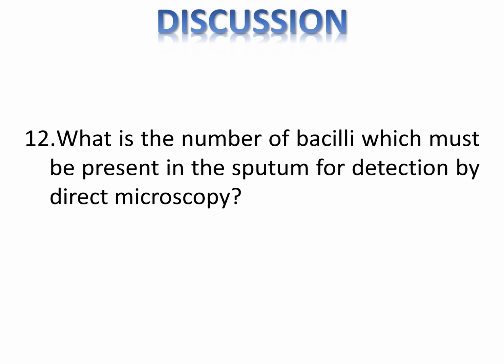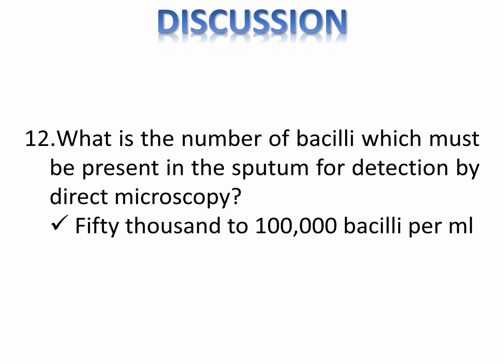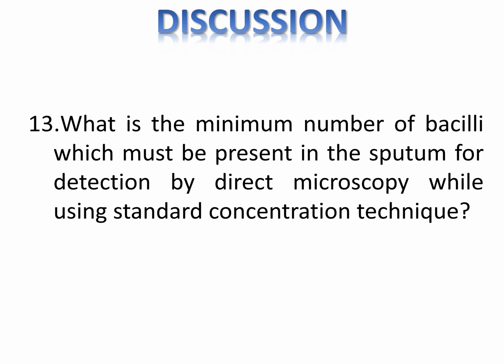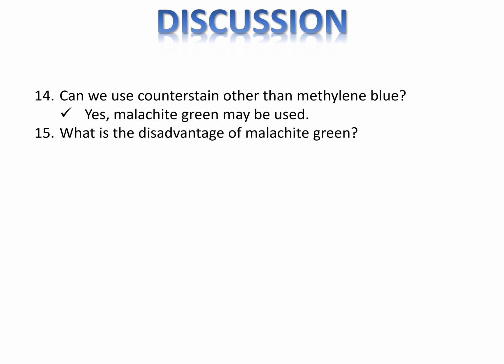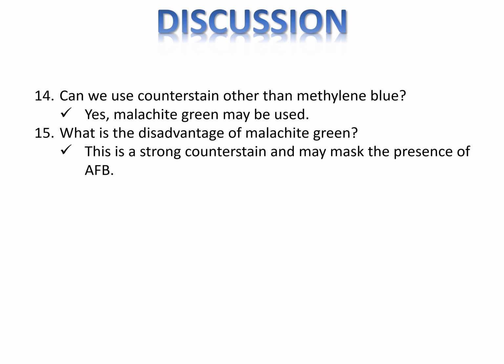What is the number of bacilli which must be present in the sputum for detection by direct microscopy? 50,000 to 1 lakh bacilli per ml. What is the minimum number of bacilli which must be present in the sputum for detection by direct microscopy while using the standard concentration technique? 10,000 per ml. Can we use a counterstain other than methylene blue? Yes, malachite green may be used. What is the disadvantage of malachite green? This is a strong counterstain and may mask the presence of AFB.